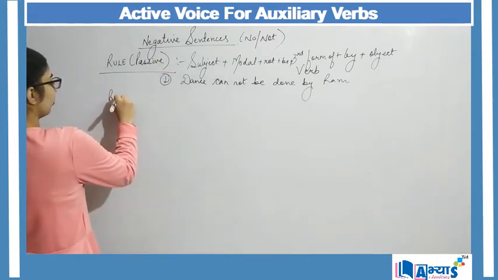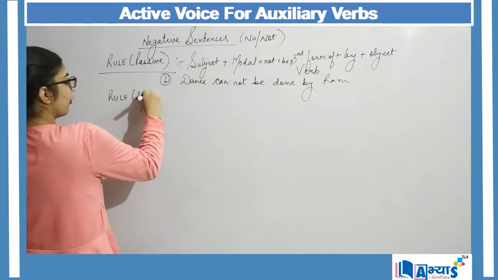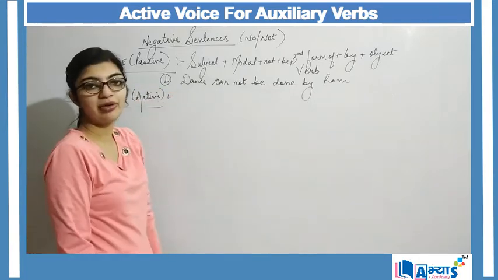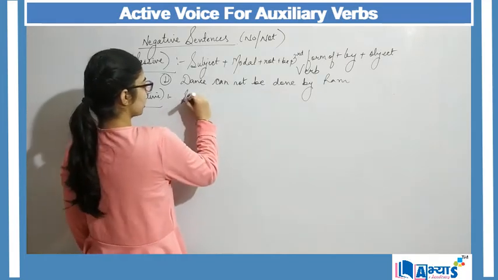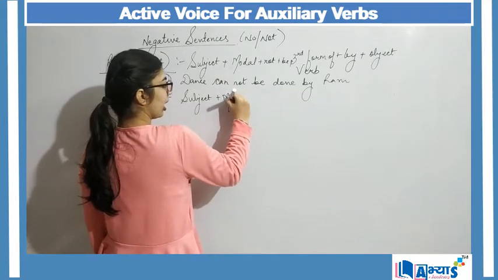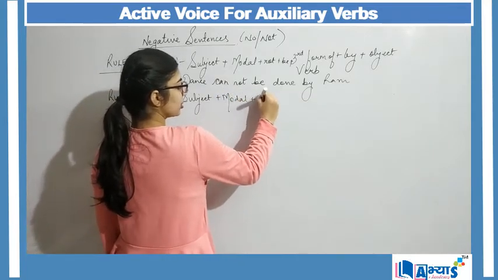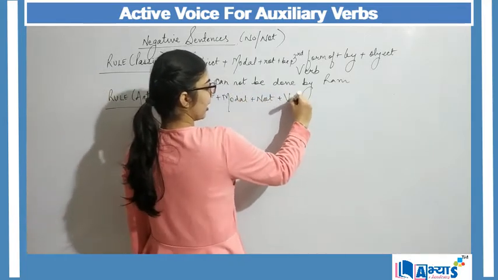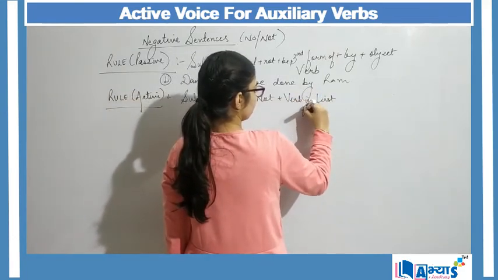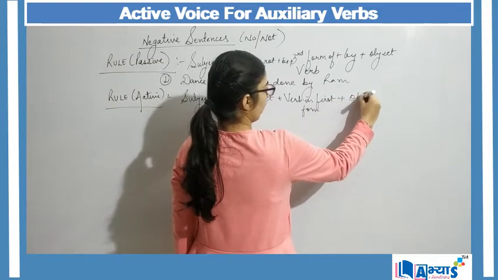Next, to convert it into active form, my rule will be: subject plus modal plus not plus verb in first form, followed by the object.